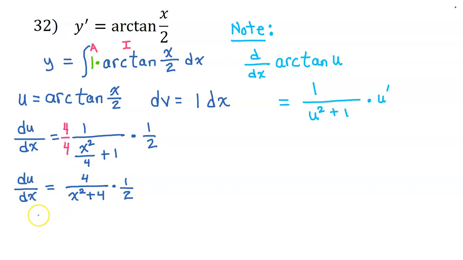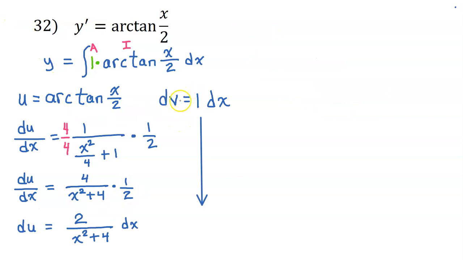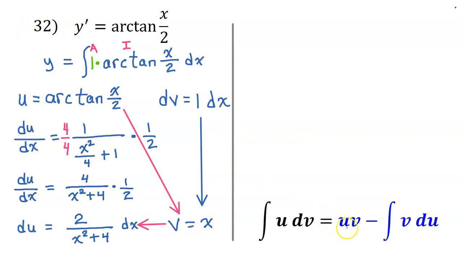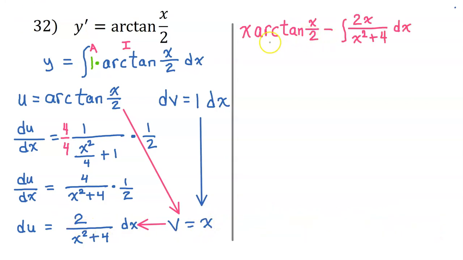Also, for integration by parts, we really want du by itself. So multiplying both sides by dx will move the dx over here. And integrating both sides of this equation, we get v equals x. The answer comes from setting up the right-hand side of the integration by parts formula, starting with u times v, which is this times this. Then we have minus the integral of v du, which is this times this. So now we have this.